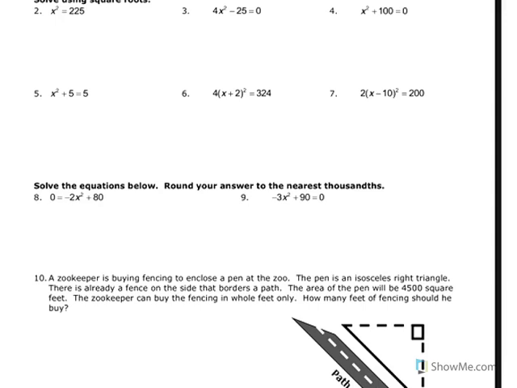Okay, on numbers 8 and 9 it says solve the equations and round your answer to the nearest thousandths. So it sounds to me like they're not going to come out nice and beautiful even. So let's use our strategy of getting our x by itself on one side. So I'm going to start by adding 2x squared to both sides. So we get 2x squared equals 80. Now I'm going to divide each side by 2. So I get x squared equals 40.